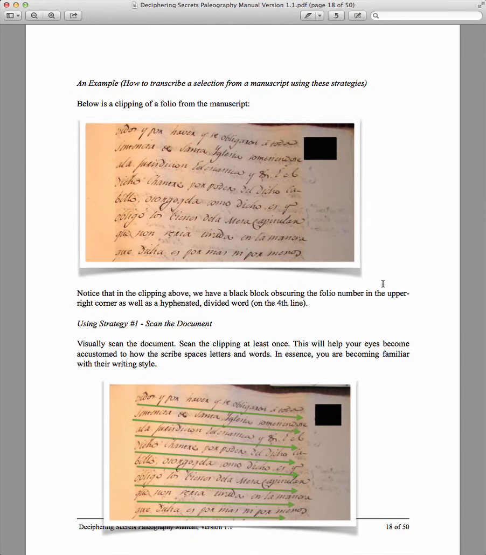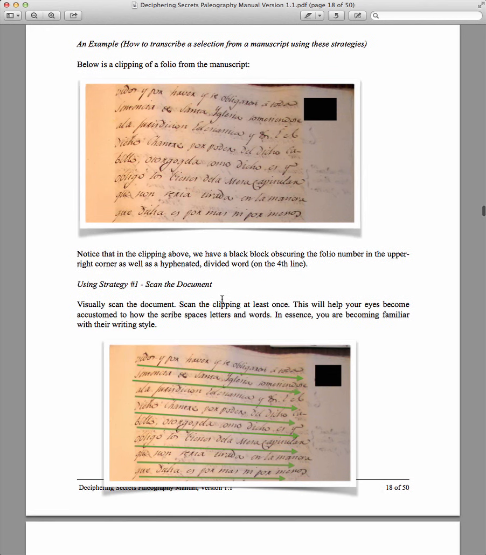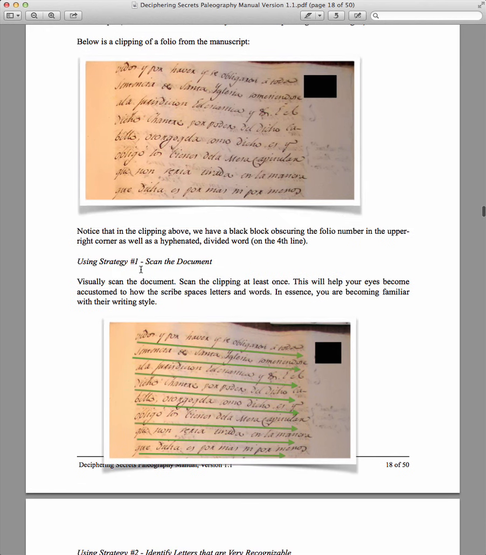I'm going to employ the strategies that I just described. Below, you can see an example of how we'll be transcribing our manuscripts. Below is a clipping from a folio from the manuscript. You can see that the page number has been eliminated. This is still page 225 recto from above. This is a photograph, and that's why you have some curvature of the picture or the page. So the first strategy is to scan the document.